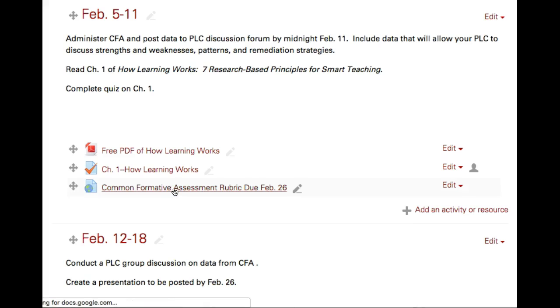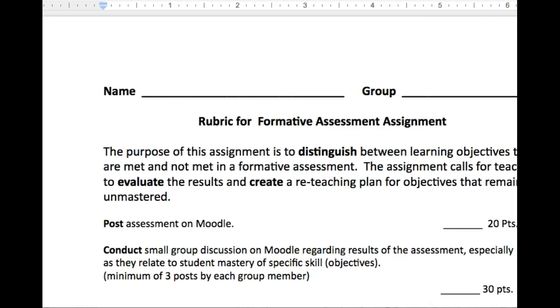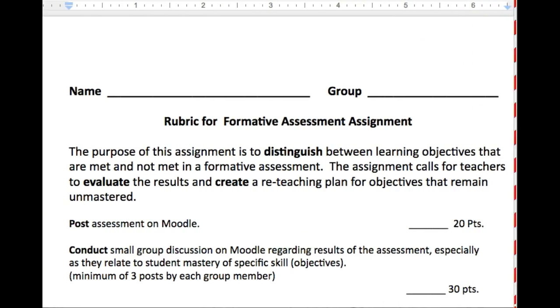Let's take a look together again at that Common Formative Assessment rubric. Okay, it's right here. There should be a good link to it, and I should be able to move it over. Yeah, one more. Thank you for your patience.